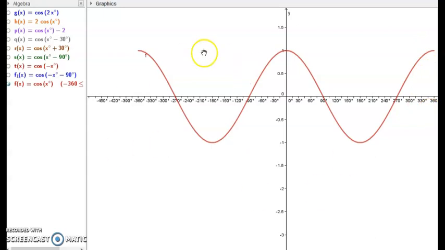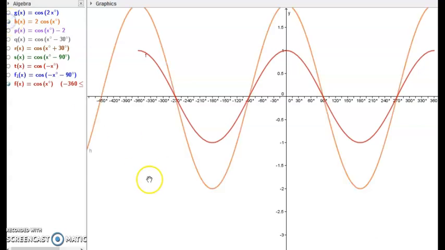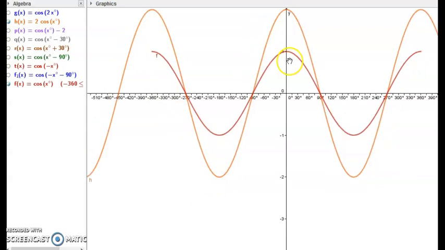What happens to this graph if we say 2 cos of x? All the values of y are doubled. Everything is doubled. Where my graph was 1, it is now 2, and where my graph was negative 1, it's now negative 2. All the values of y are doubled.